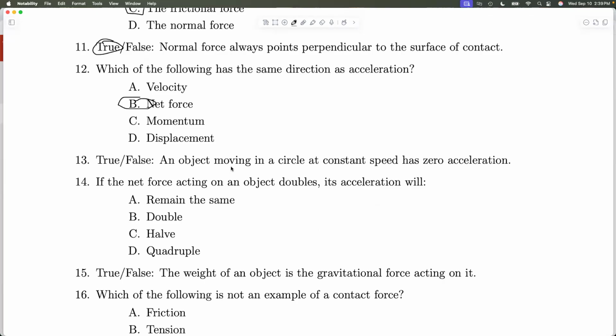An object moving in a circle. That means your velocity is changing. Velocity is magnitude and direction. If your direction's changing, your velocity is changing. If your velocity is changing, you have to have some non-zero acceleration. That is false. In fact, if you're moving in a circle at constant speed, you'll have acceleration, centripetal acceleration. It'll point toward the center of the circle.